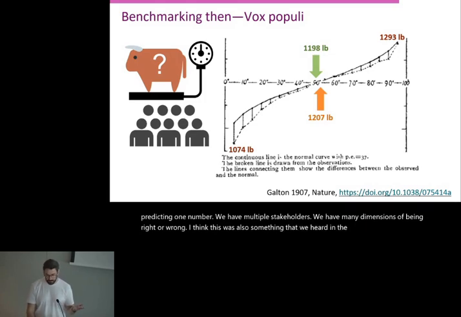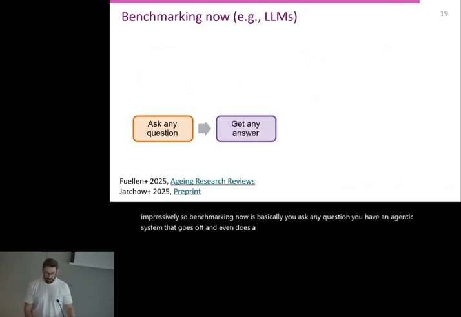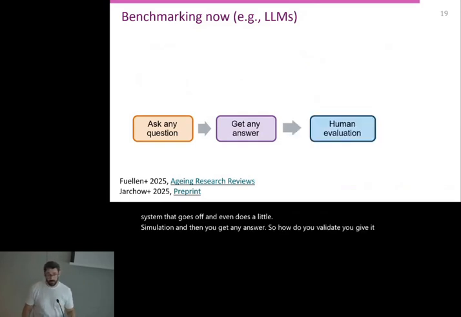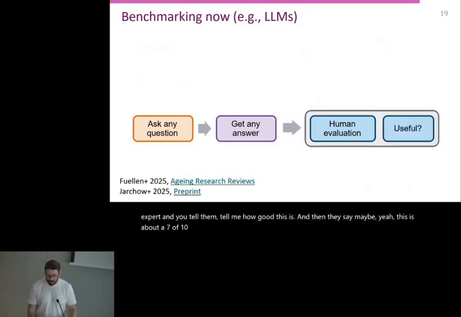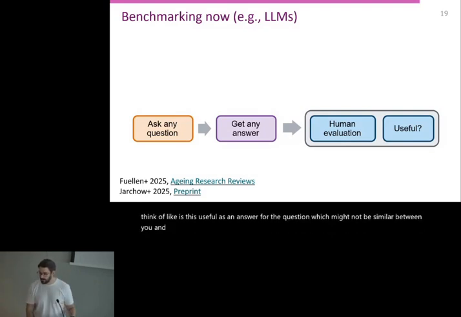So benchmarking now is basically you ask any question, you have an agentic system that goes off and even does a little university simulation, and then you get any answer. So how do you validate? You give it to a domain expert and you tell them, tell me how good this is. And then they say, maybe, yeah, this is about a 7 of 10, but what does that mean? And this is then probably only the first thing that you think of, like, is this useful as an answer for the question, which might not be similar between you and me, what we think the usefulness is.